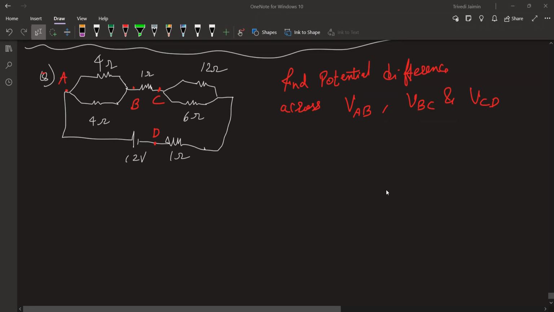It's very simple. V equals IR. So VAB equals I common into RAB. Same way RBC, RCD. You will get the answer. This answer is just a 3-4 line answer, not a big answer.